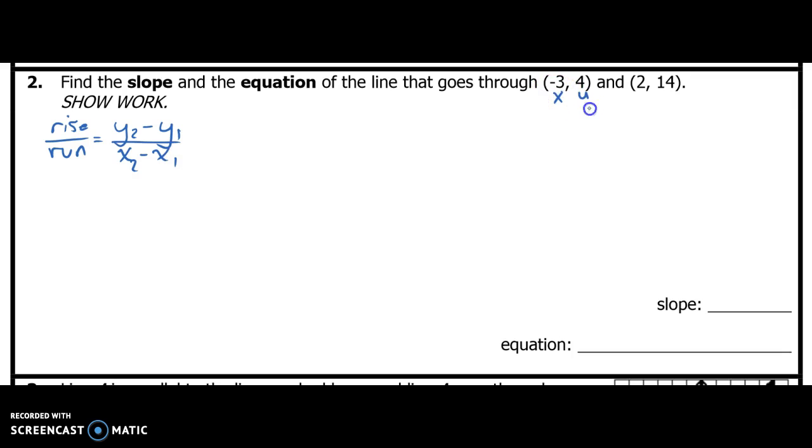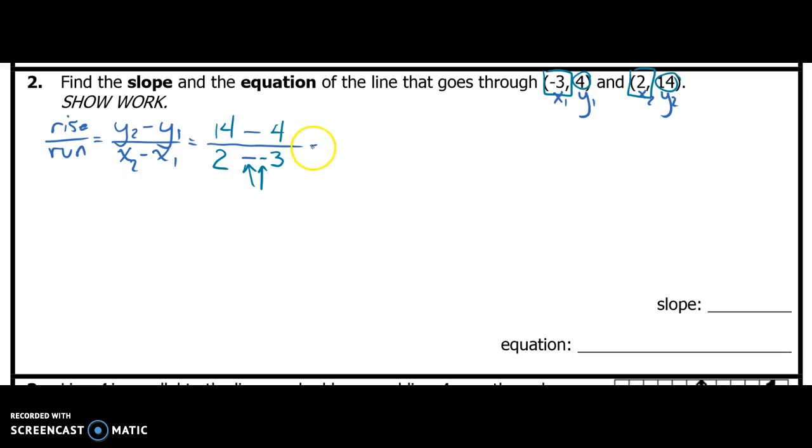So I have an x and a y, another x, another y, first ordered pair, second ordered pair. I like to set up my fraction bar and my subtraction first so that I don't make silly mistakes when I'm plugging things in. My second y is a 14, my first y is a 4, and there's already subtraction from the formula. For the x's, my second x is a 2, my first x is a negative 3, so there's subtraction from the formula and a negative from the ordered pair.